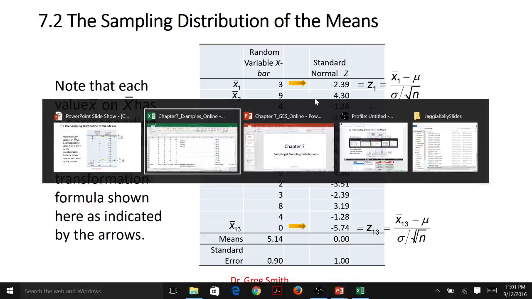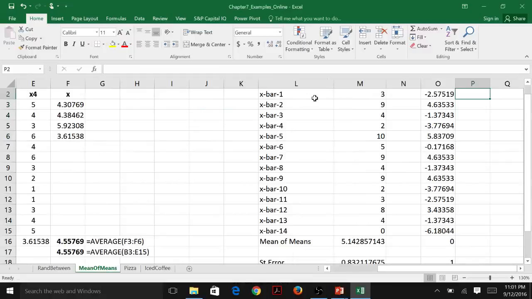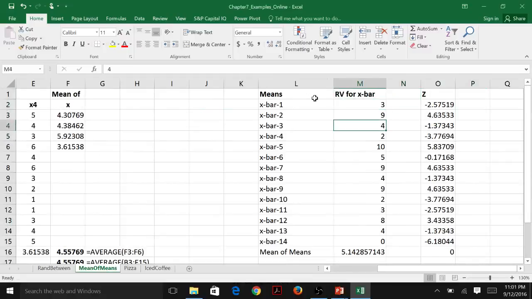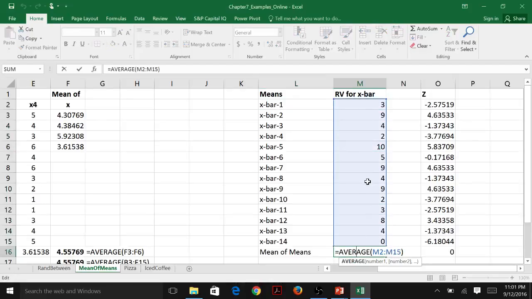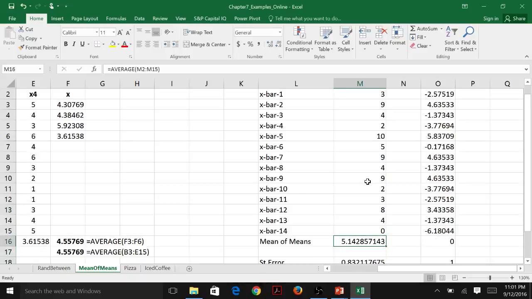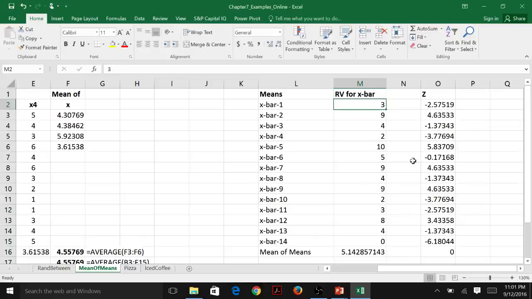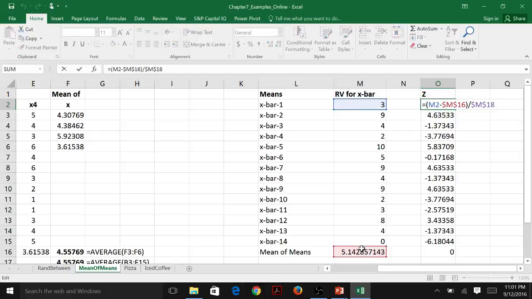Let's just look at this in Excel. What I've done is drawn 14 random samples, and here is the random variable x bar for each one of those. The mean of means would be the average of all the averages. This is your best representation to what mu would be. And what I'm going to do is say this value z, if I take x bar minus what I believe the mean of means to be and divide by the standard error.